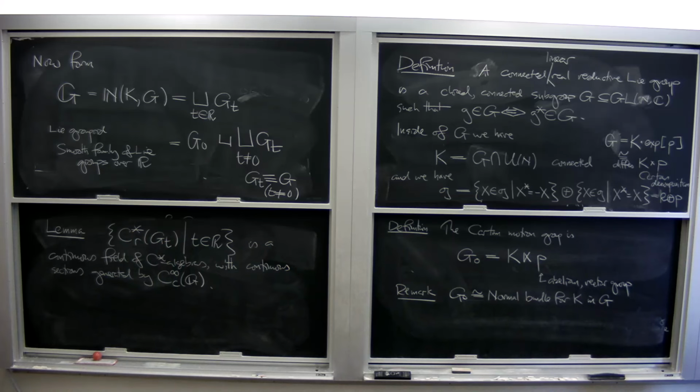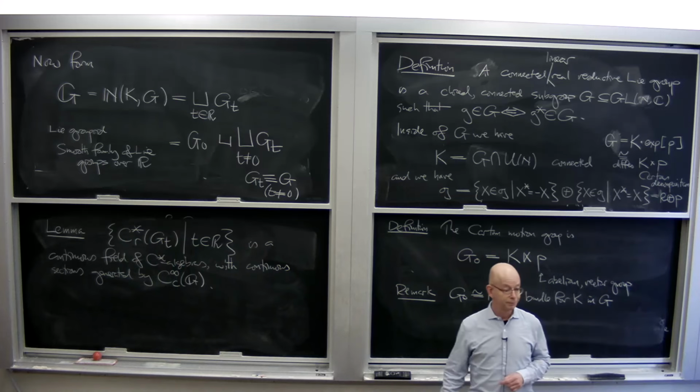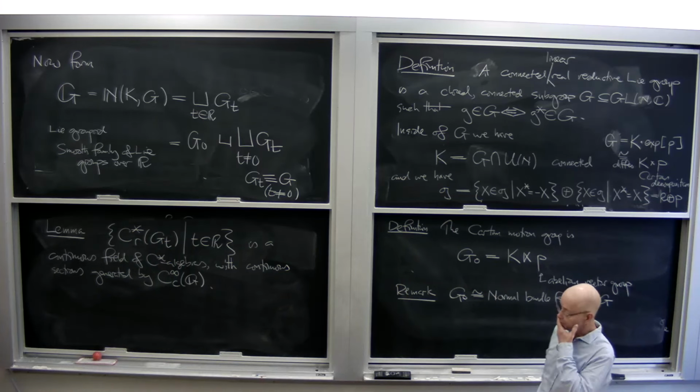You're not allowed to just declare them to be continuous sections. You have to check that the norm varies continuously, and that's why this lemma is a lemma, not just a definition.